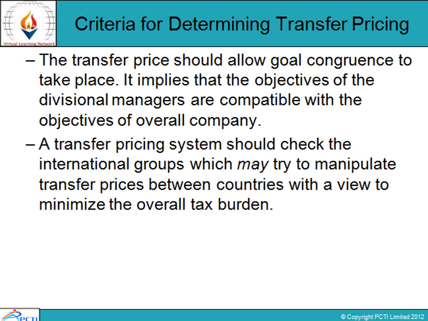Furthermore, a transfer pricing system must enable a check for the international groups. When we talk about this, they may try to manipulate the transfer pricing between the countries with a view to minimize the overall tax burden.